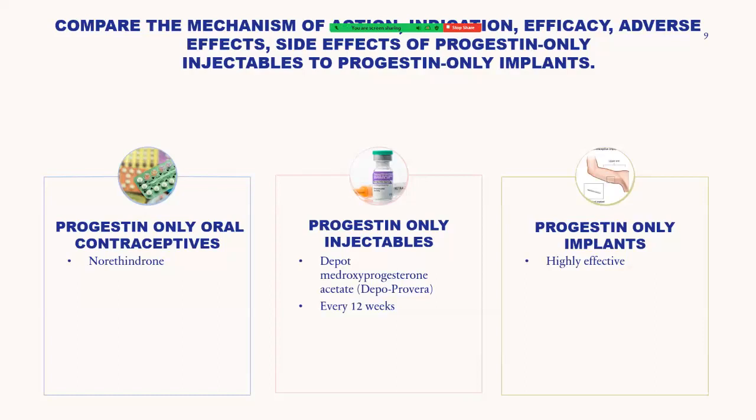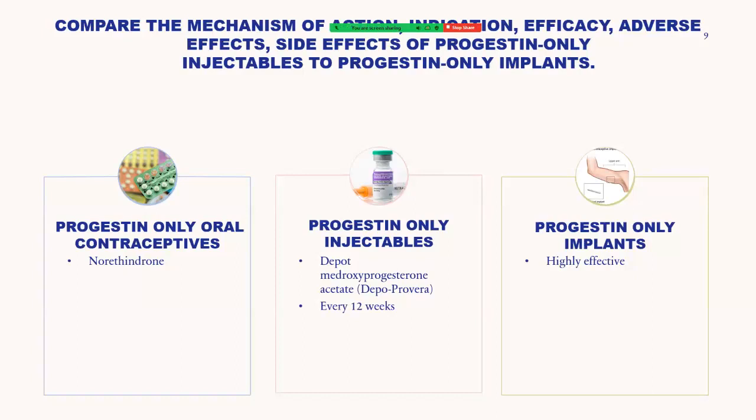The injectables, the depot injection, is given as an intramuscular injection every 12 weeks. It is a highly effective form of pregnancy prevention. However, some women will not resume ovulation for several months after discontinuing this, and therefore this may not be the choice for them. Weight gain has been a reported side effect, as well as some loss of bone density.